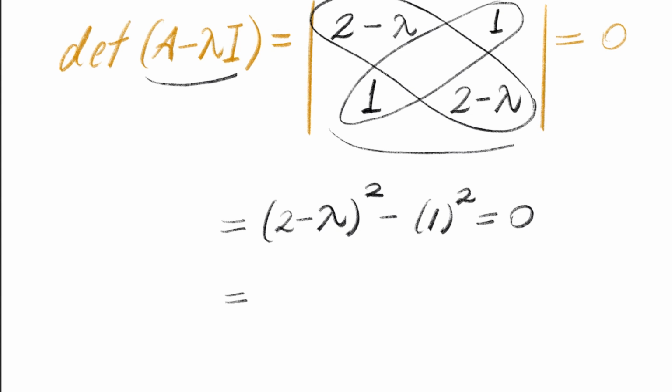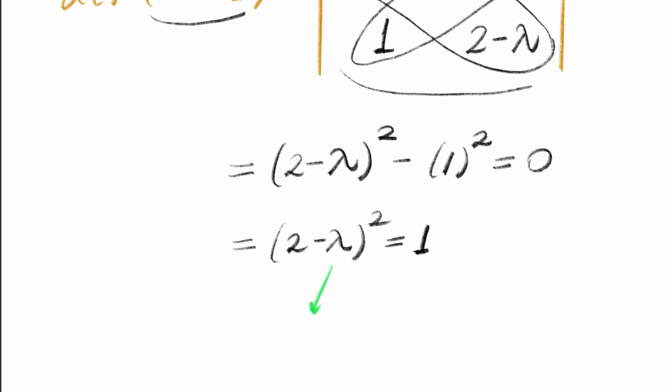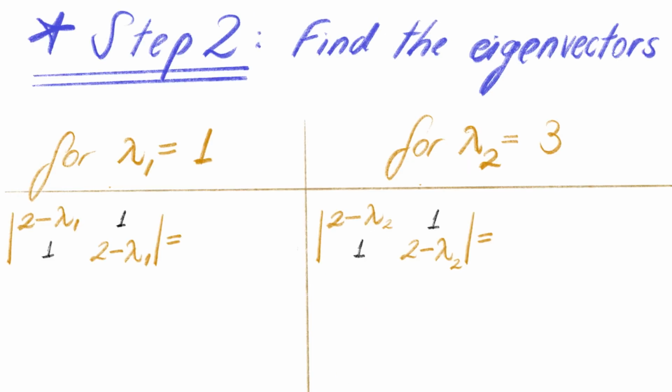Then we find this equals 1, which means lambda is either 1 or 3. So these are our eigenvalues. So now that we have our eigenvalues, we can find our eigenvectors. To do that, we need to plug each of them into the equation here.